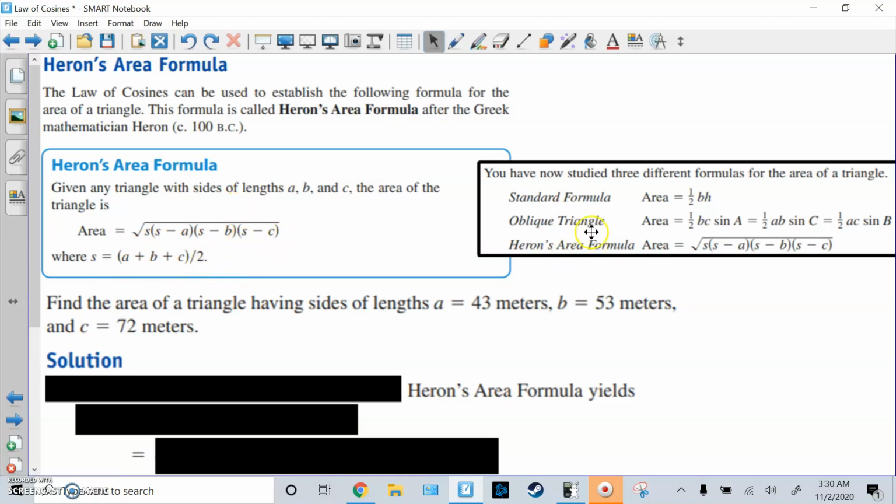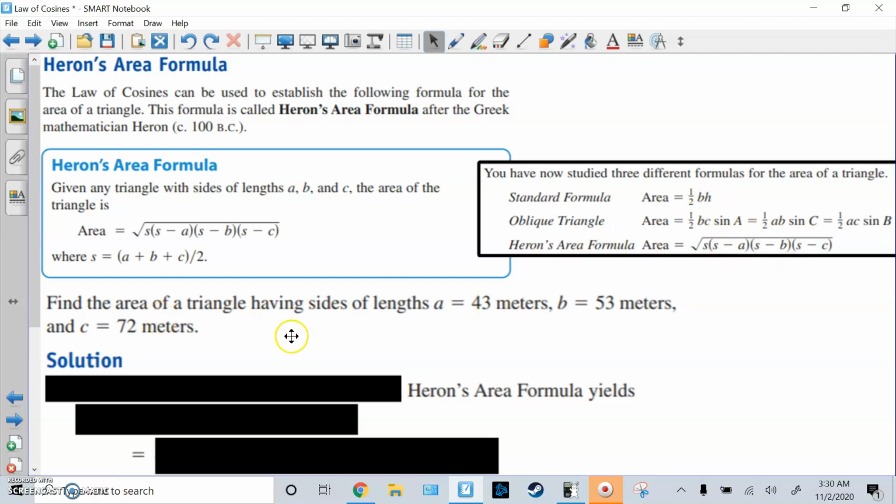But once you know this formula, you have three area formulas. You have your standard area equals 1/2 base times height. You have your oblique triangle where you can do 1/2 two sides times the sine of the included angle. And I have Heron's formula where you don't need any angles, just three sides.